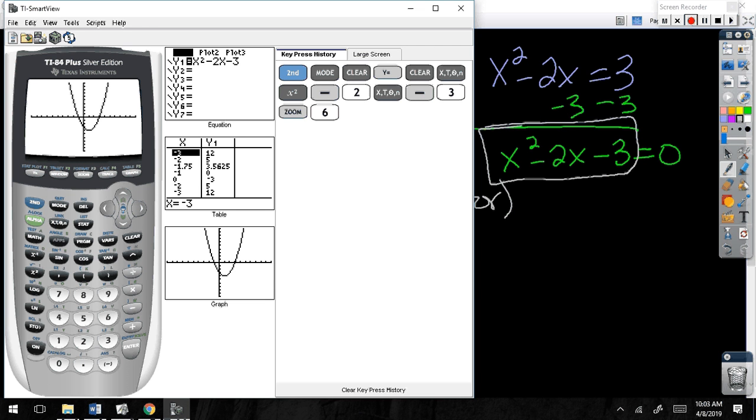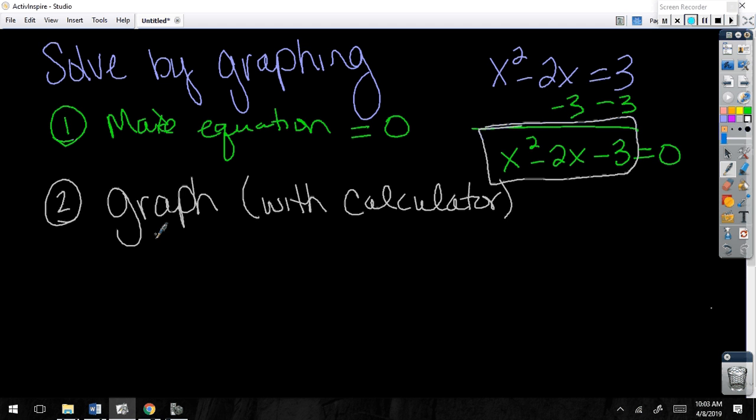All right. This is what it looks like. Now, first thing I want you to tell me based on this graph: how many solutions? How many solutions? Look at your graph.